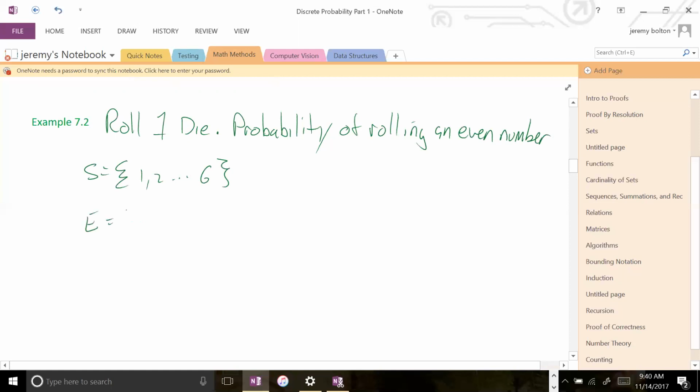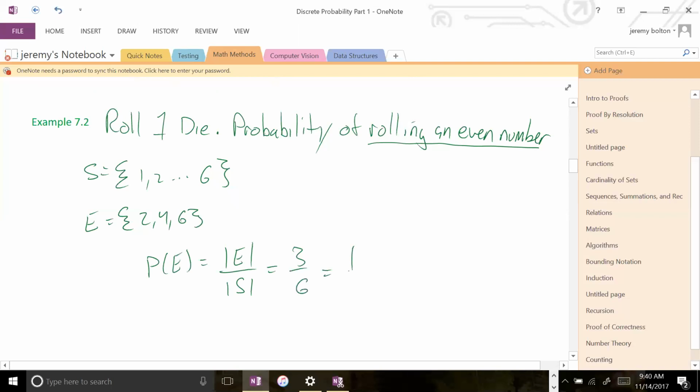Right. What is our event space now? We are concerned with what event? We are concerned about rolling an even number. This is a subset of our sample space. All of the numbers that are even in our sample space are 2, 4, and 6. This is our event. Again, assuming that we have a fair die and each outcome is equally likely, P of E is simply equal to the cardinality of E over the cardinality of S, equal to 3 over 6, equal to 1/2.